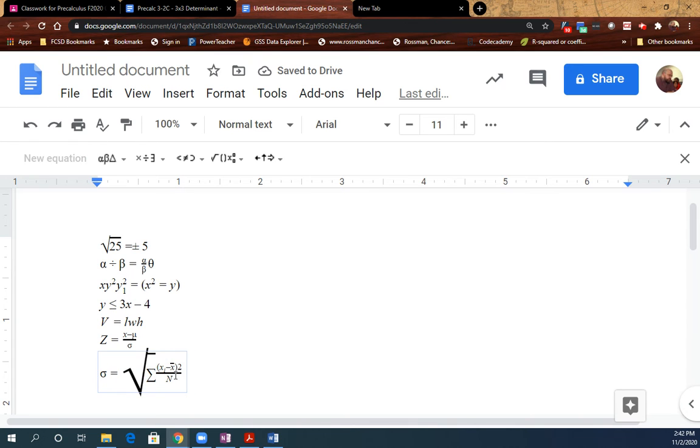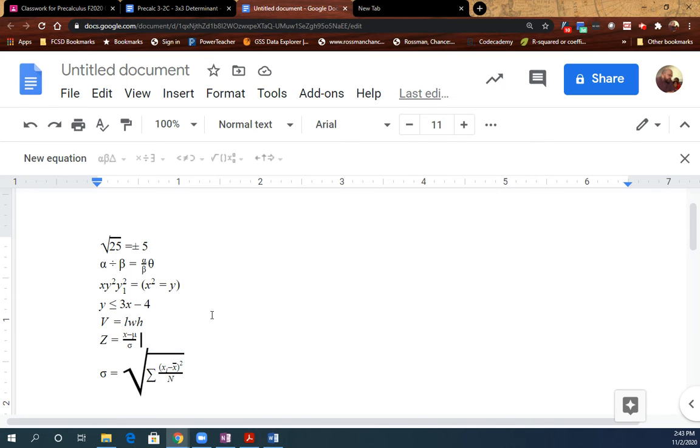Now this went outside of my radical. I lost my square there. So again, my right arrow gets me back and forth. Caret 2. I want this fraction to go inside of it, so I select it, cut it, go inside, paste it, and now my radical goes along with it.